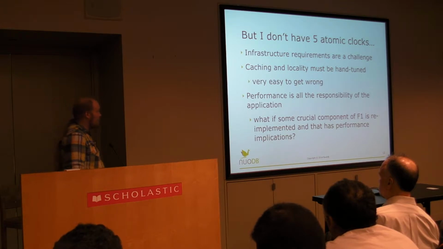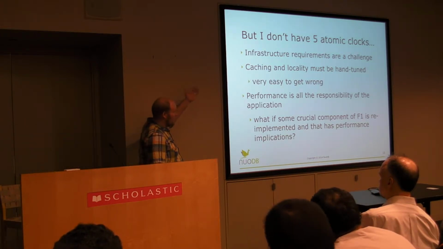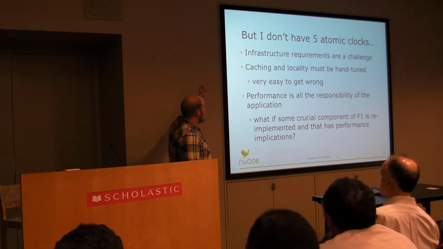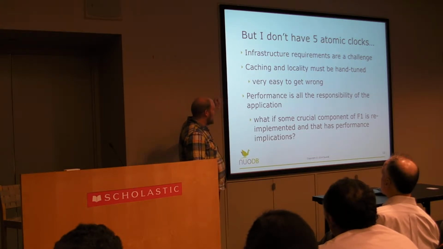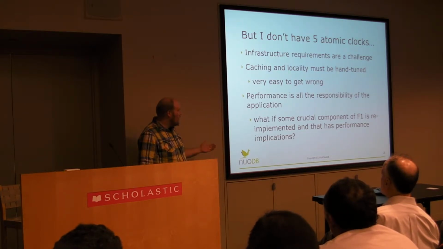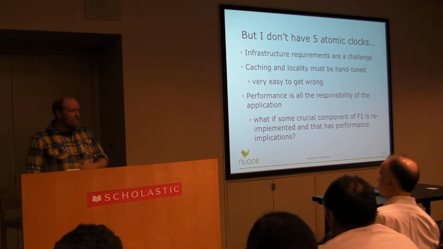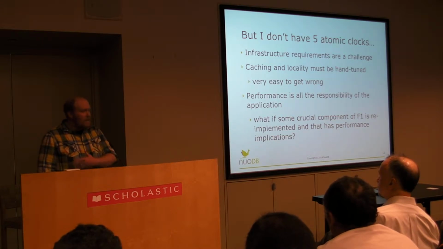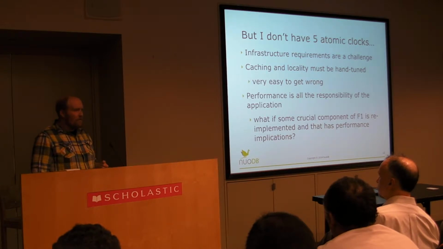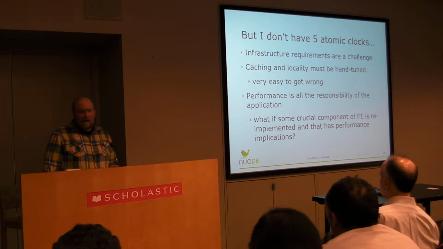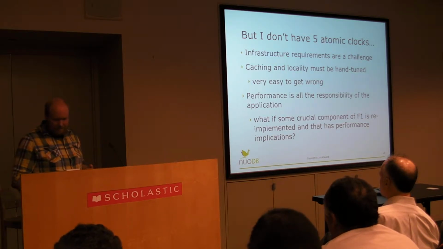So if you don't have 5 atomic clocks, the infrastructure requirements here are a challenge, and so that's why no one's using this with Google. The caching locality must be hand-tuned, which is very easy to get wrong. And the other thing is performance just becomes a responsibility of the application. So the question is, what if some crucial component of the underlying infrastructure is changed for some reason that you can't control, and some company has written an application that runs on this? And the way they change that suddenly has all these performance implications, and you have to retune your entire application, which can take weeks, months, and meanwhile it's slow, and there's nothing you can do about it.